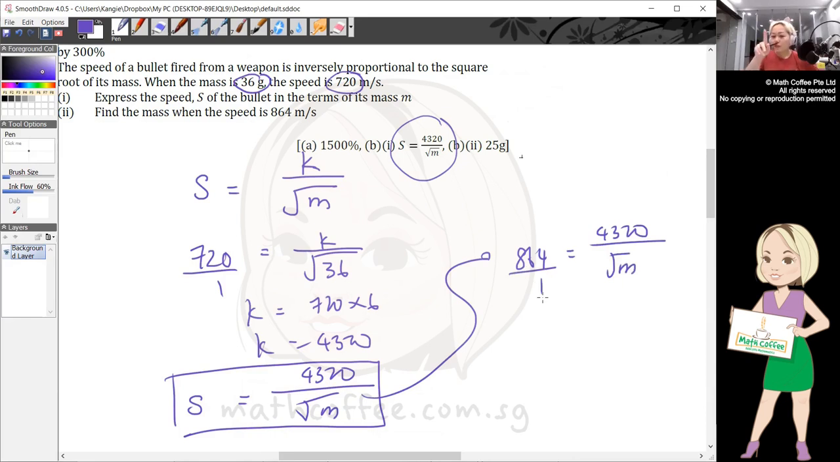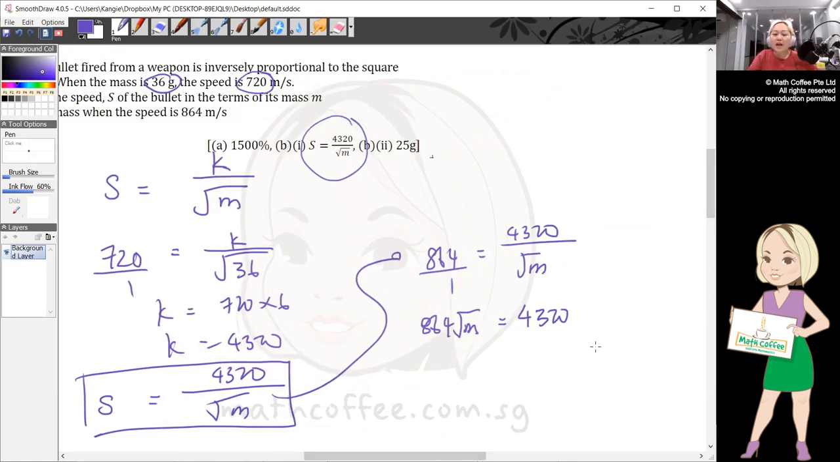This is also one common question that students will get wrong. Later I'll tell you why. Now I cross multiply. I will get 864 square root M equals 4320. Students always say, square root M, then what do I do? So ugly, right? But doesn't matter. You just treat it like a normal M. It's just like one whole thing, square root M. So I make this the subject. It will be square root M equals 4320 divided by 864. Dividing by 864 will give me 5. Square root M is equal to 5.